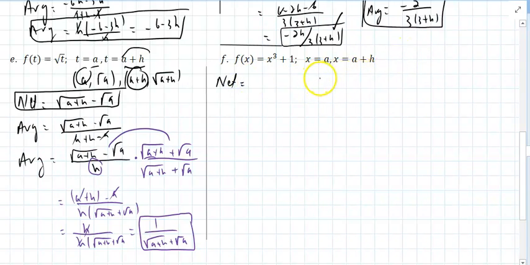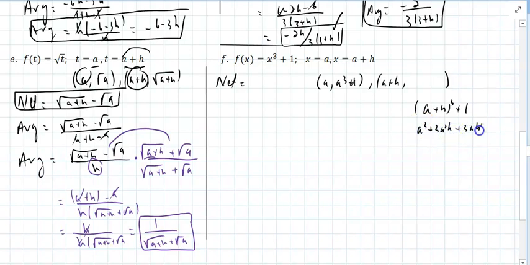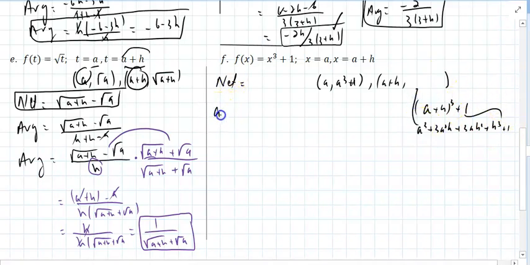If I put in x equal a, well, I'll get a cubed plus 1. That's simple. If I let x equal a plus h, I'm going to get a plus h cubed plus 1. That's going to be a cubed plus 3a squared h plus 3ah squared plus h cubed plus 1. That mess is right there. When I say net, you take y2 minus y1.